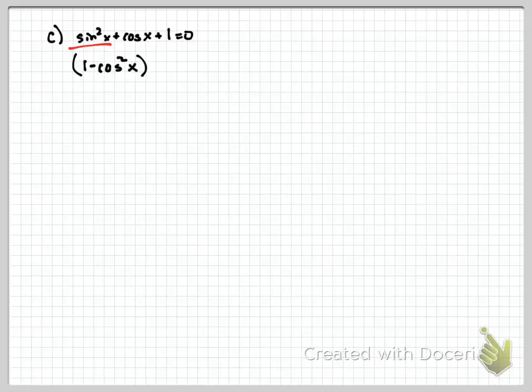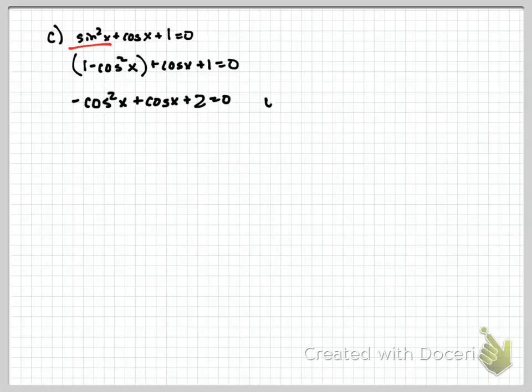We can look at C. C is sine squared of x plus cosine of x plus 1 equals 0. Same thing on this one. Rewrite everything in terms of cosine. 1 minus cosine squared x. There's your Pythagorean identity again. Plus cosine of x plus 1 equals 0. Get negative cosine squared x. Combine your like terms.